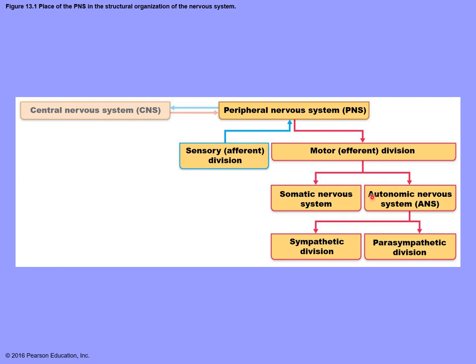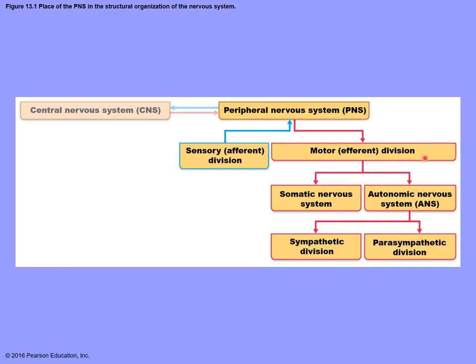When you look at the peripheral nervous system, first you can divide it into the sensory or afferent division and the motor or efferent division. The sensory is providing that information from all the receptors about what's going on in the external environment, and it is sending that basically towards the central nervous system. So information is coming in.